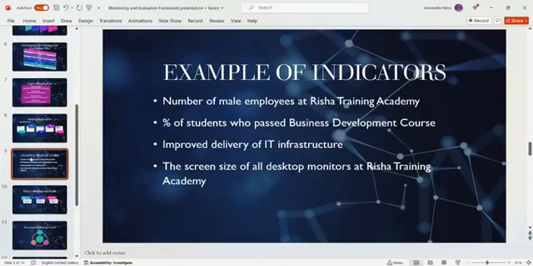If, for instance, we look at the indicator that says number of male employees at Richard Training Academy, and Richard Training Academy wants to have a lot of female employees, and let's say it currently has 50 employees, and currently 35 of those are male employees, it means only 25 are female.